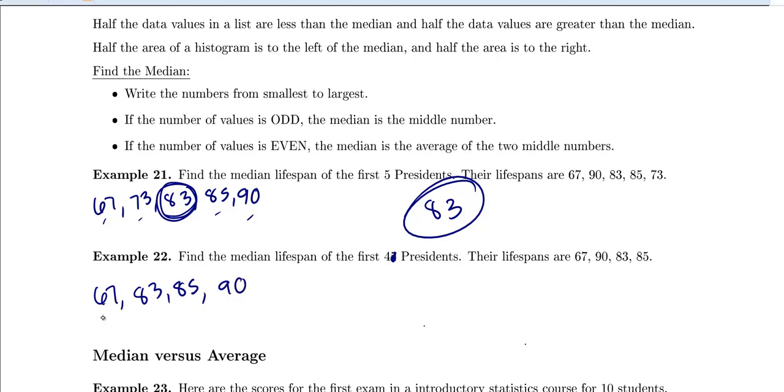Okay, now if I start at the bottom, I take off the smallest and largest, and then I go second smallest, second largest, but there's no number in between. I'm trying to find this number in between, but there's not a number in between. So what I'm going to do is take the average of the two middle numbers. So 83 plus 85 and divide by 2, because there's two middle numbers, gives me 84. So the median of that data set would be 84.